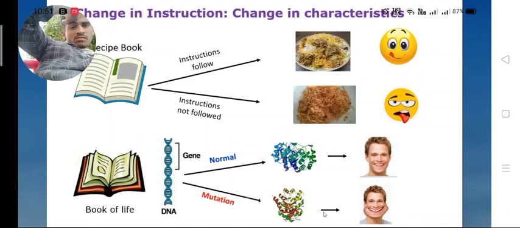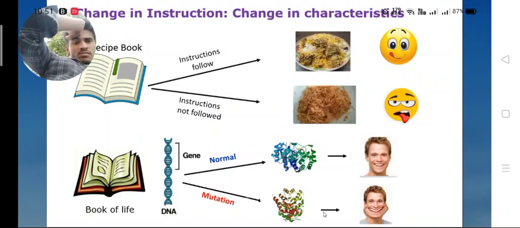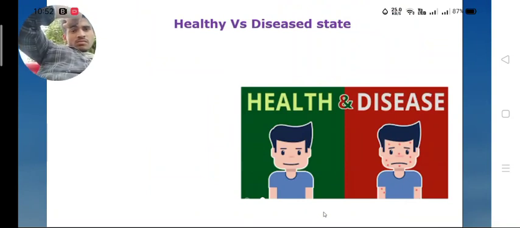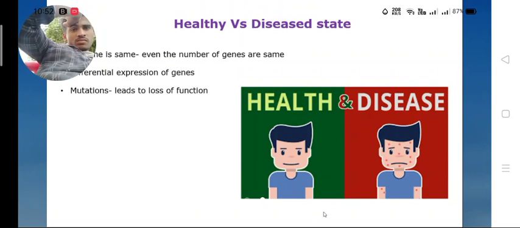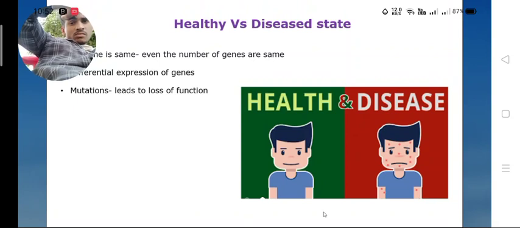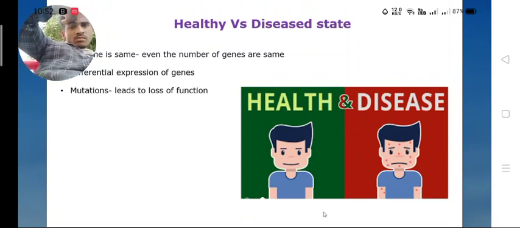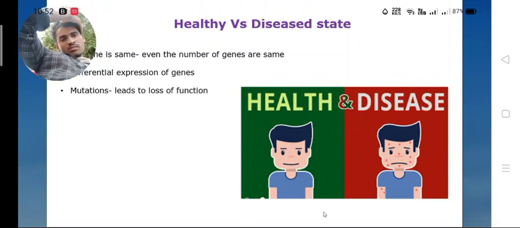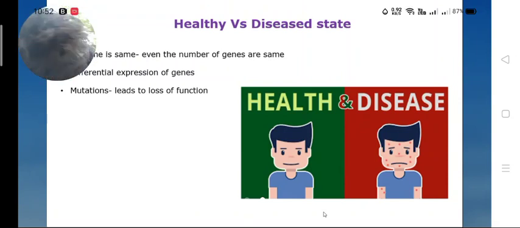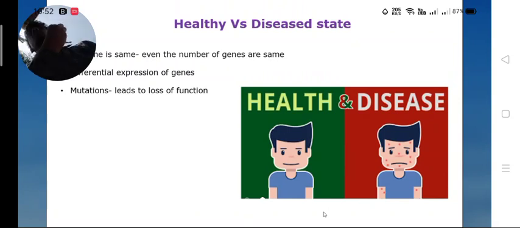Now what happens in healthy and disease states, as I discussed yesterday also. In all the cells, whether it's a cardiac cell, liver cell, lung cell, or neuron, the genome is pretty much identical. Then why is the function different? This is because of differential expression of genes and mutations which are acquired over time, right? Due to several factors, environmental factors, inheritance also. And all these changes and mutations lead to loss of function and cause the disease.